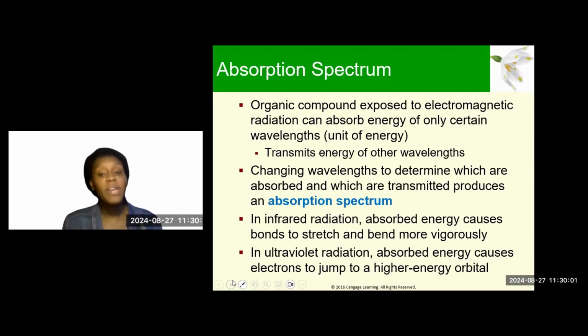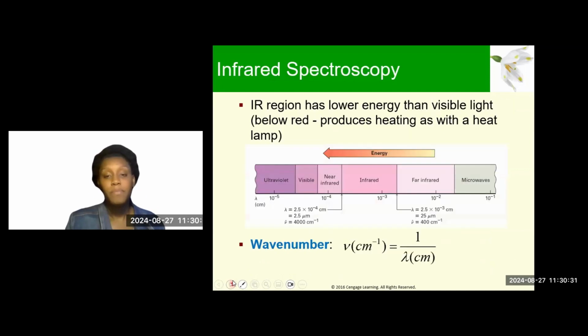And specifically infrared radiation, this absorbed energy causes bonds to stretch and bend more vigorously. And so bonds are already kind of moving and stretching and flexing, but when they're hit with this infrared light, they stretch and they bend even more than normal. Now, we also have ultraviolet radiation, and this absorbed energy causes electrons to jump to a higher energy orbital. Now, we're not going to talk about ultraviolet in this lesson, but later on we will.